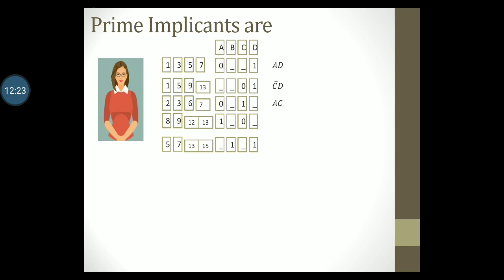8, 9, 12, 13 is A C bar. 5, 7, 13, 15 is BD. Remember, these are all minterms, so they can be represented in the form of an SOP expression, which is this.